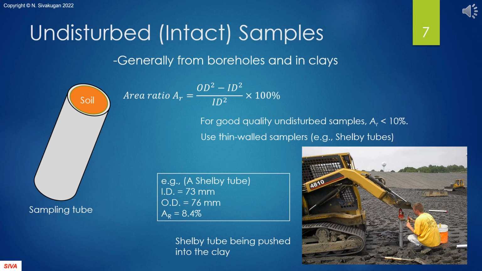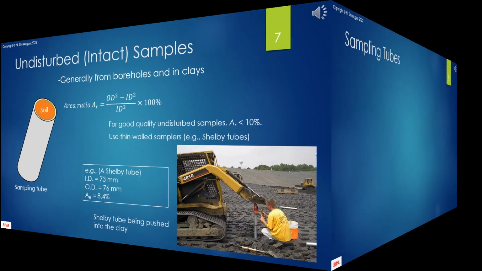The photograph shows a thin-walled Shelby tube sampler being pushed into a clay for obtaining a sample at shallow depth. For a good quality undisturbed sample, the area ratio has to be less than 10%.